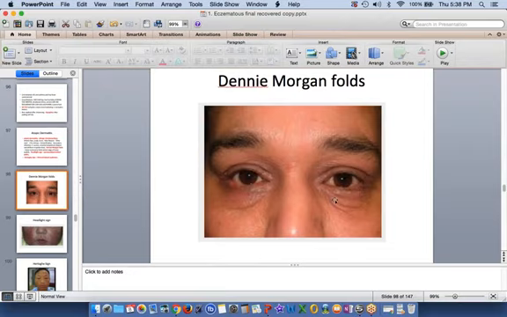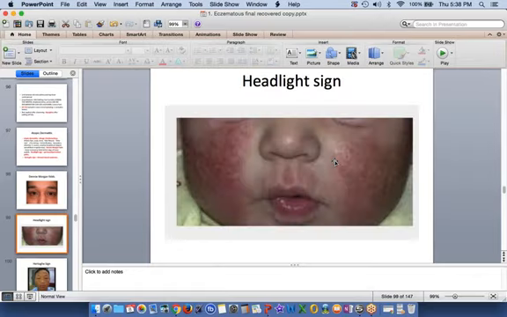Okay, Dennie-Morgan folds are these folds that you see under the lids. You see that? They're very accentuated. Sometimes you could see them right here too. You can see it under here. What it is, it's like lichenified folds. So the folds appear to be thicker in nature.